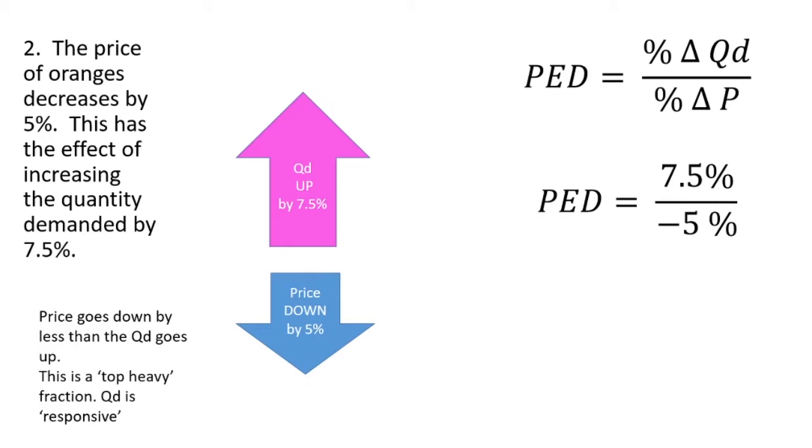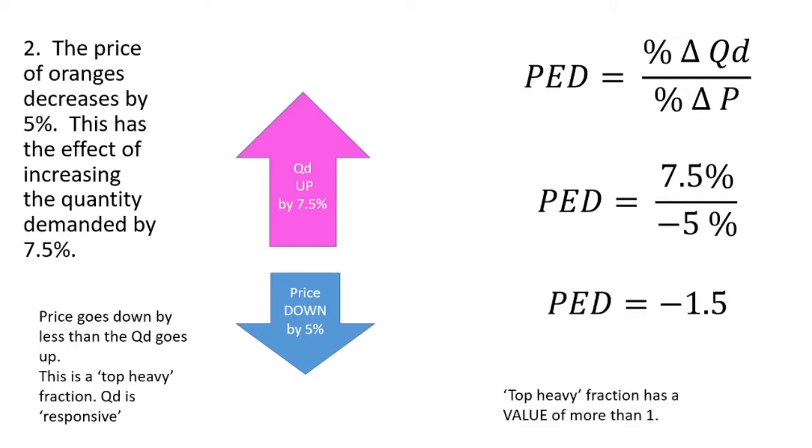Plugging this into the formula, 7.5% divided by minus 5% means that our price elasticity of demand, or PED value, is minus 1.5. This is a top-heavy fraction, which has a value of more than 1, and therefore we would say that in this example, oranges are price elastic. They are responsive, more than proportionally responsive in quantity demanded to changes in price.